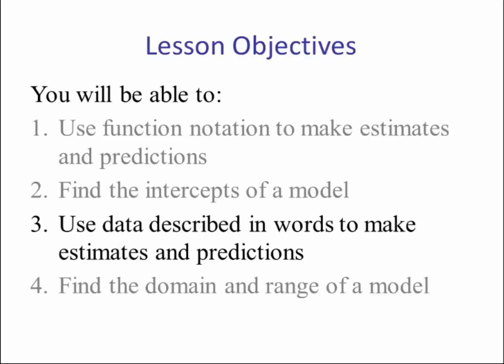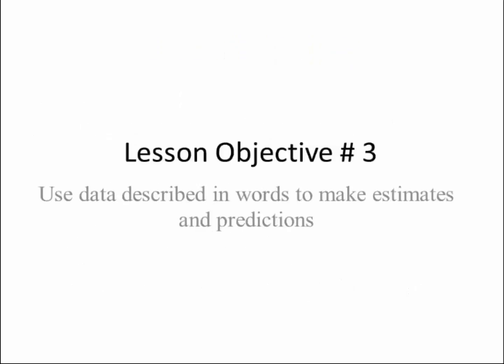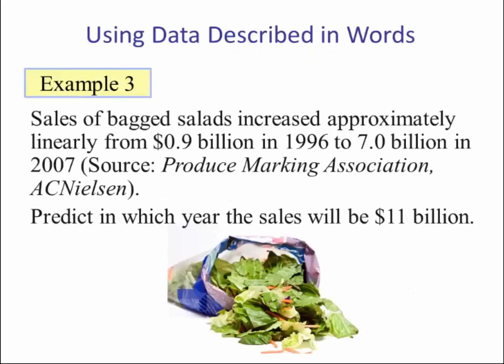Lesson objective: use data described in words to make estimates and predictions. Example 3. Sales of bagged salads increased approximately linearly from 0.9 billion in 1996 to 7 billion in 2007. Predict in which year the sales will be 11 billion.